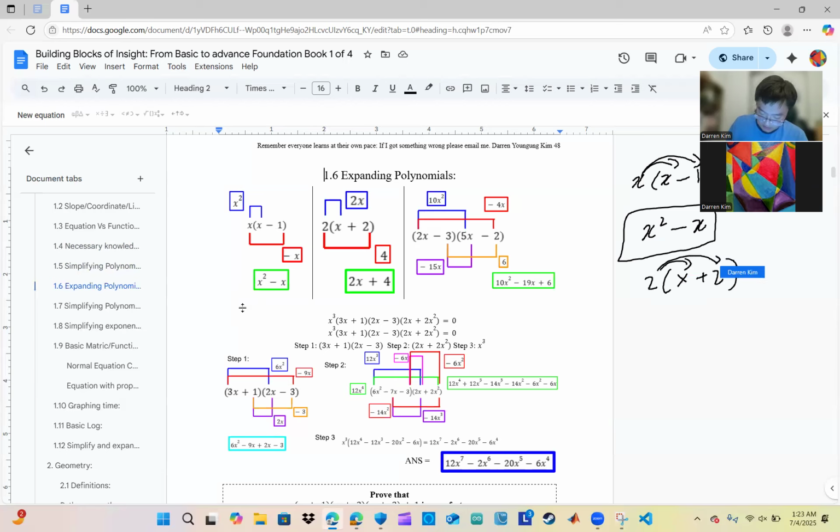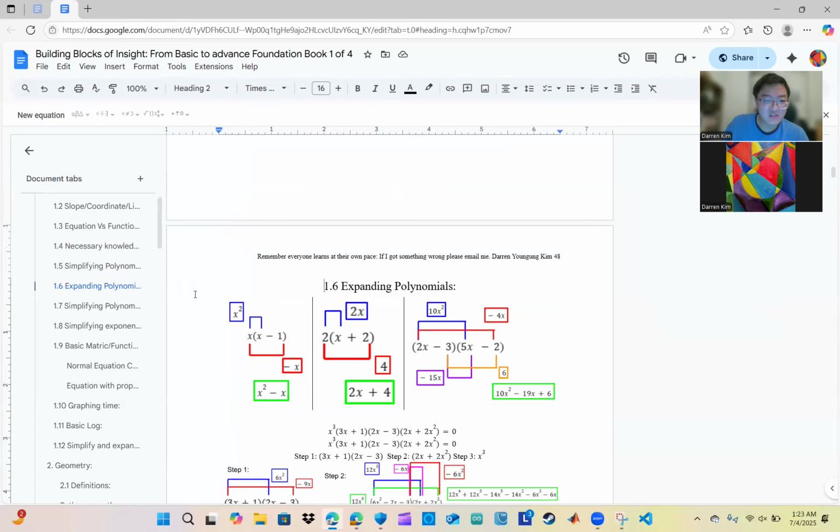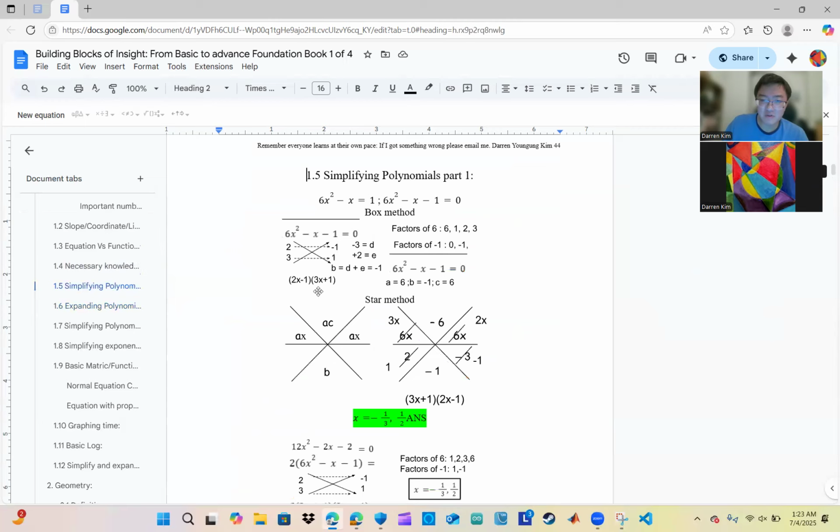I thought we were close to calculus. Instead, I'm doing basic stuff like this that I forgot to do in the past. Forgot I didn't do this yet. I'm pretty sure we did simplifying polynomials. Did we do simplifying polynomials before? Oh no, we did not. Oh, I said I'm going to double check the star method too. Okay.